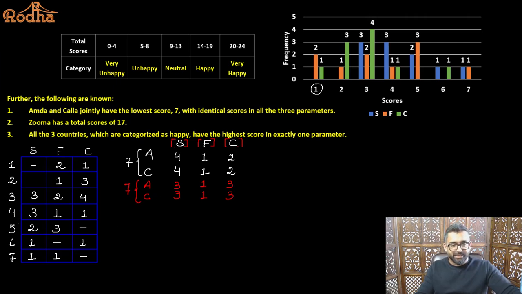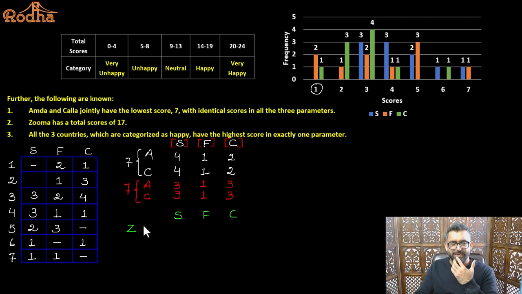Point number 1 is done. Z has a total score of 17. Okay, Z has a total score of 17. That means I would like to make Z score. It is in S, F, and C. Okay. Now, how do I make 17?